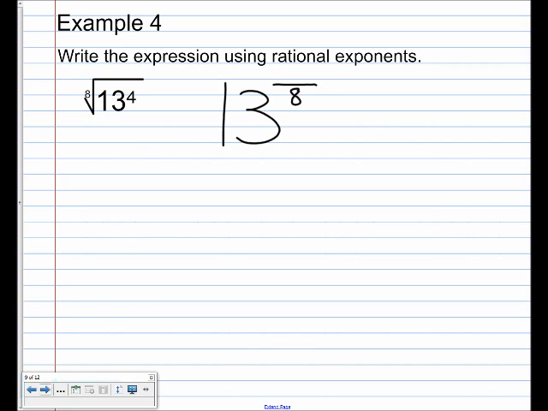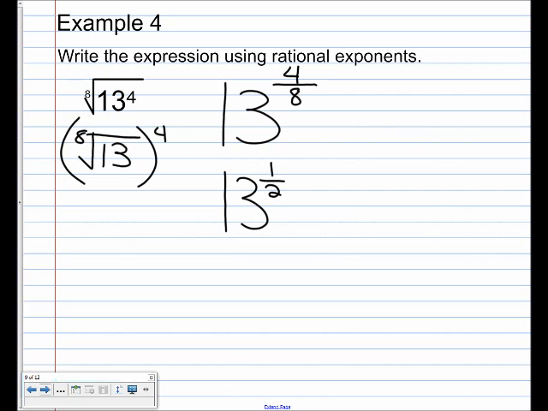So notice how they wrote it. They also could have written it as the 8th root of 13 to the 4th power. Those are the same thing. So this would be 13 to the 1/2 power. So if I do the 8th root of 13 to the 4th power, that's the same as doing what? Is that 13 squared? No, that's 13, the square root of it. Because the 2 goes here. I don't need to do the 1.